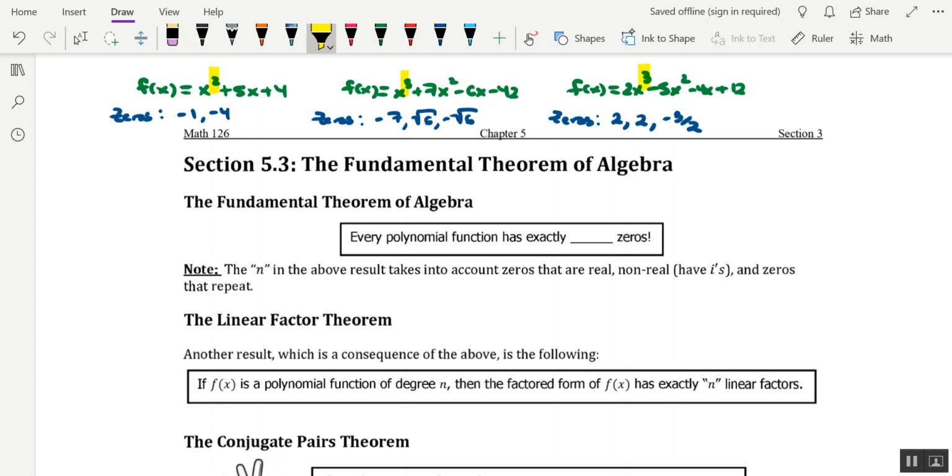So if you include the multiplicity of the zero of 2, then that last polynomial function has 3 zeros, in which case one of them has a multiplicity of 2. So this is actually no accident. It was proven, I believe, a couple hundred years ago that every polynomial function has exactly n zeros. And by this n, I mean the degree of the polynomial function.